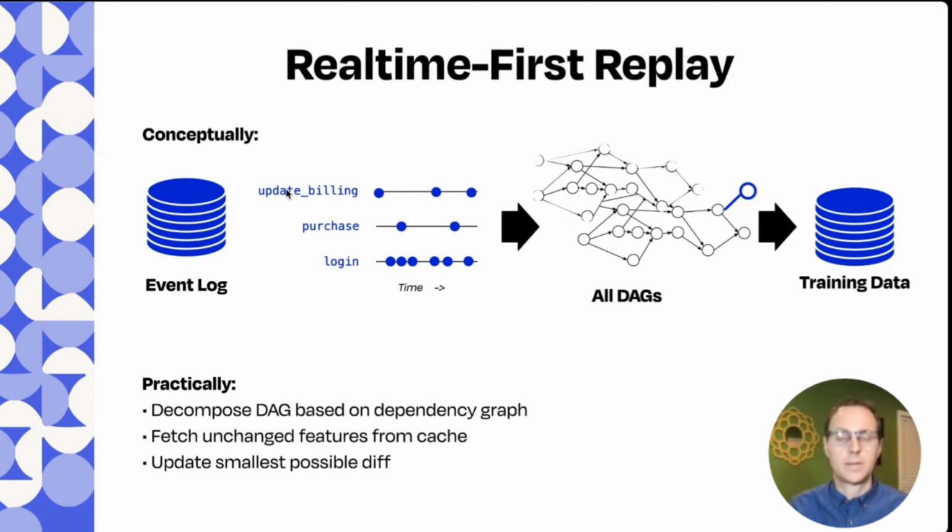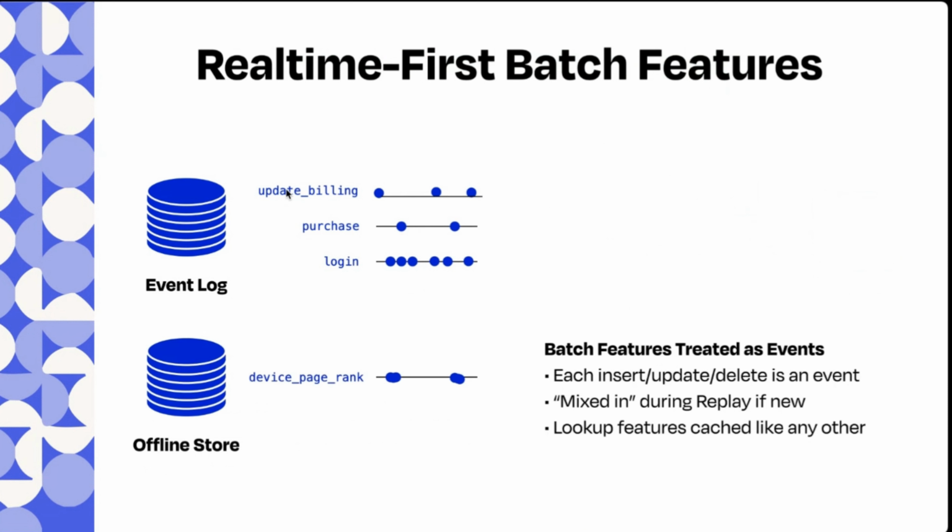And then when something does change, we introduce a new feature or change one, and we want to do another replay, we can compute the smallest possible diff, the smallest set of features that we need to recompute to be able to arrive at a consistent answer again. And so that's exactly what we do.